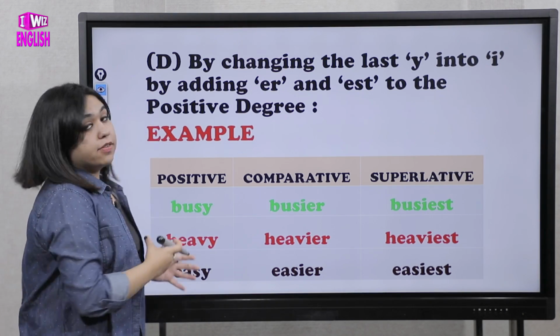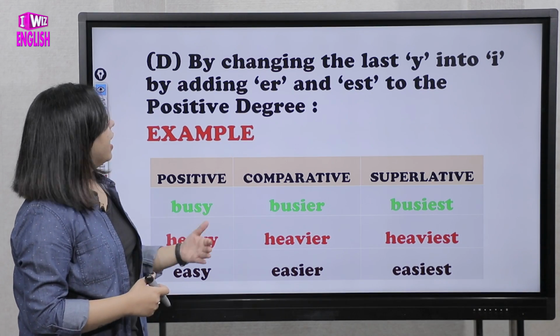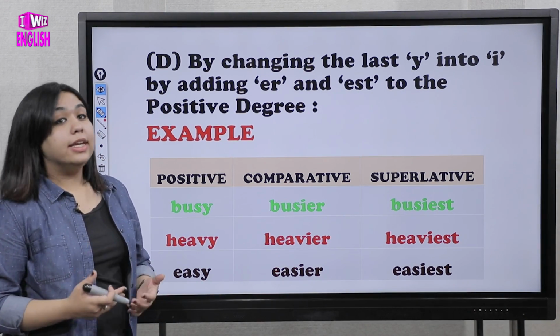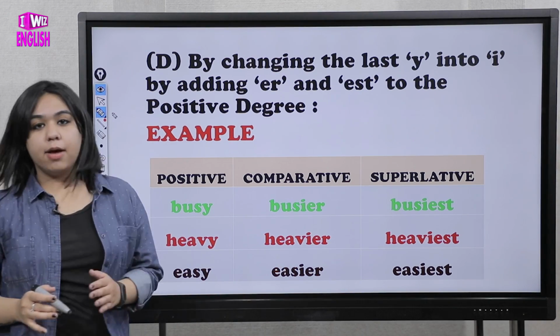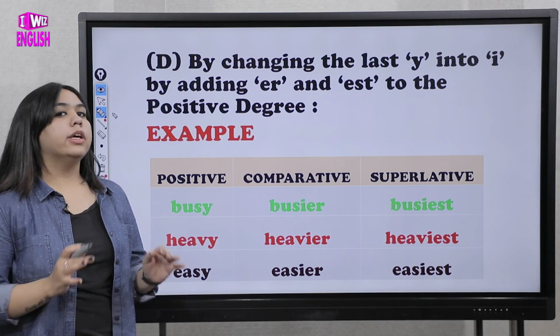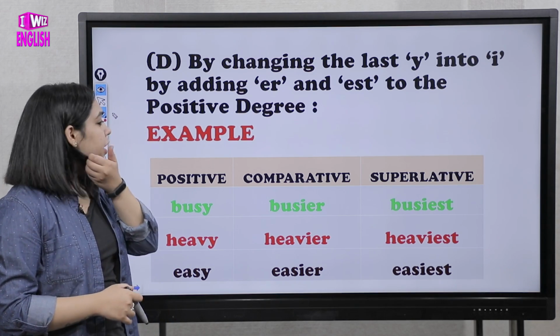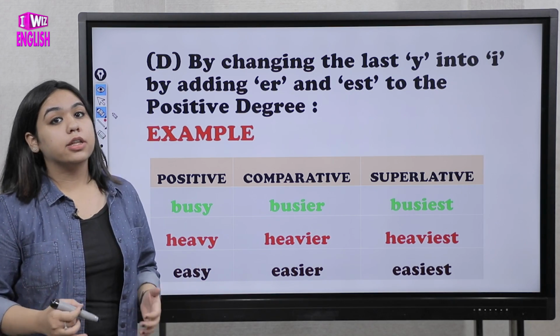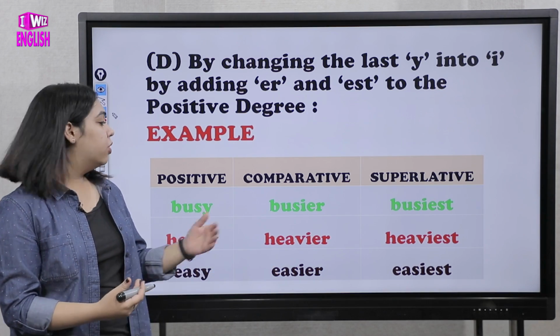Now, in some adjectives you find Y. Okay. Last Y into I by adding ER and EST to the positive degree. Let us learn how. For example, there is this word busy. Oh, I have a busy day. If I just say it simply, it's the positive degree. Okay. So, if you say, ma'am, I have a busier day than yours, you are comparing my day with your day. So, you will use the word busier.